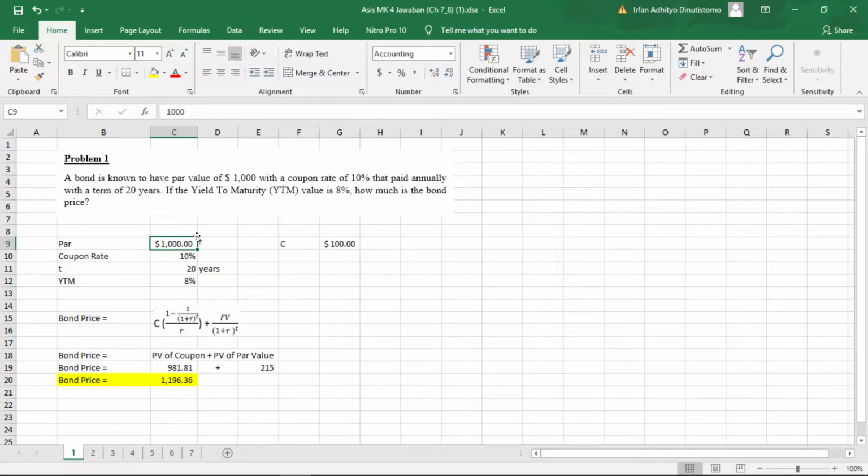The first step that you have to make is to list down the information that you have and what you still don't have from the case. The first one is that you have a par value of $1,000 and the coupon rate of 10% that is going to be paid annually with a term of 20 years.